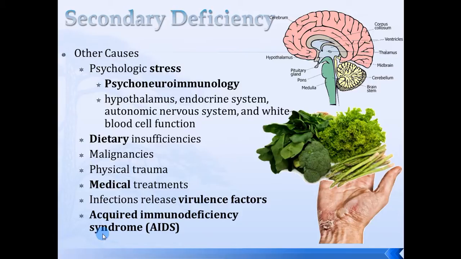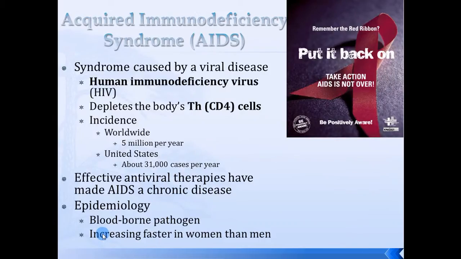It could be medical. So things like immunosuppressive drugs, surgery. It could be trauma, like burns. Already talked about that. So there are a lot of different possibilities. And then, of course, now we're down to AIDS. Right? So AIDS and HIV.